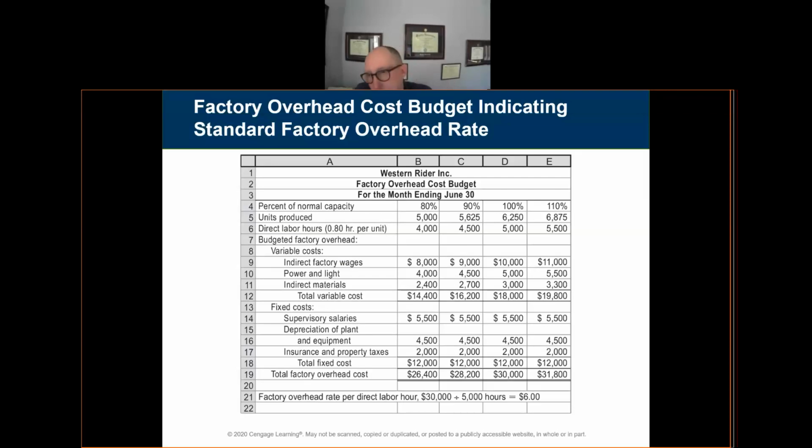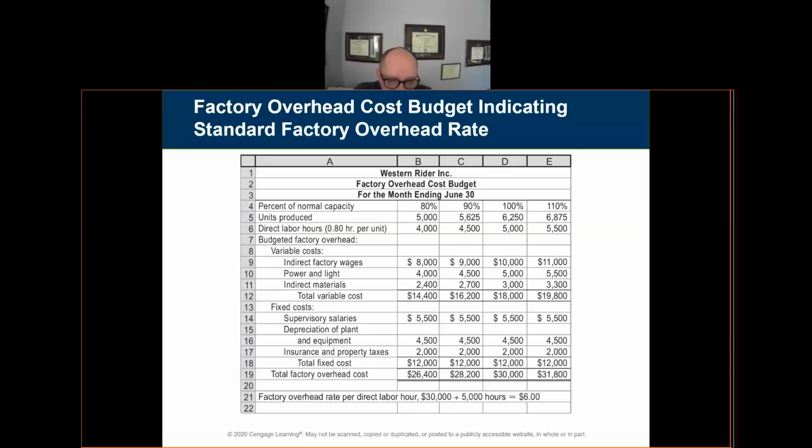The more I produce, the higher my variable costs are going to be. And fixed costs are costs that remain the same regardless of the level of output. This would include things like supervisor salaries, depreciation for plant equipment, property taxes, insurance, things like that. Those are fixed costs. They don't change. Rent, mortgage.